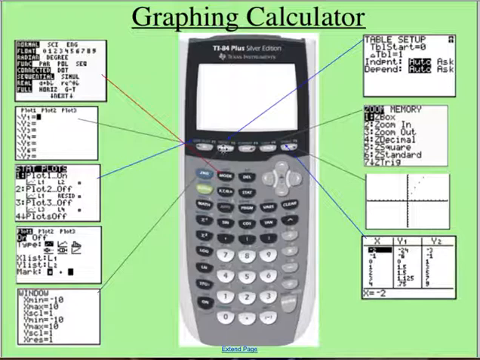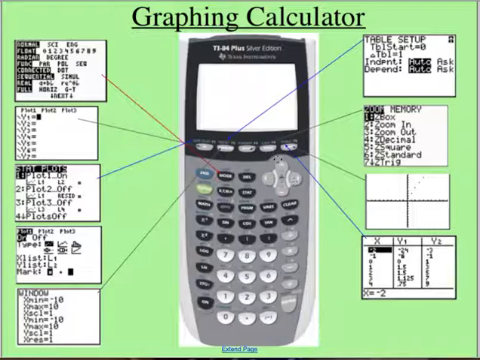If you were to hit second and then window, that'll be your table settings. This is going to be really an important feature later on when you're trying to fill out tables and you have to fill out a value of -5 or a value of 100. You can just ask the calculator what the y value is without having to scroll up and down your table. So that's a pretty cool feature. If you were to hit second zoom, that's a format feature. We won't ever use that in here.